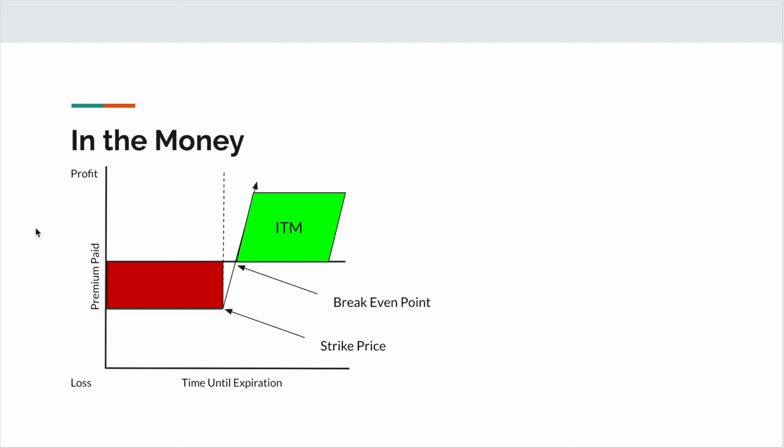In the money options are options that have already achieved their strike price. So the strike price in this case is less than the actual price of the stock. That's in a call position. So if you have a call option, you want the strike price to be less than the actual market value of the stock. It's the opposite in put options. In put options, you want the strike price to be greater than the price of the stock.